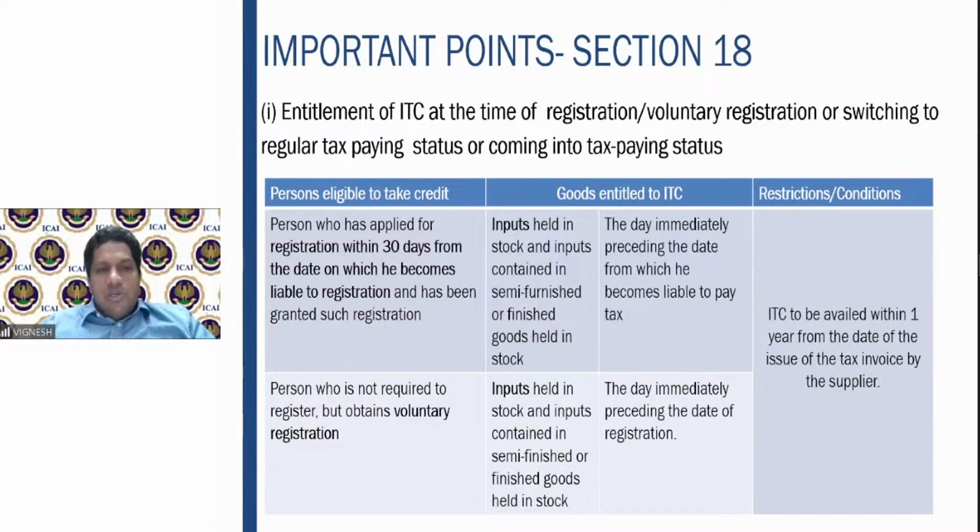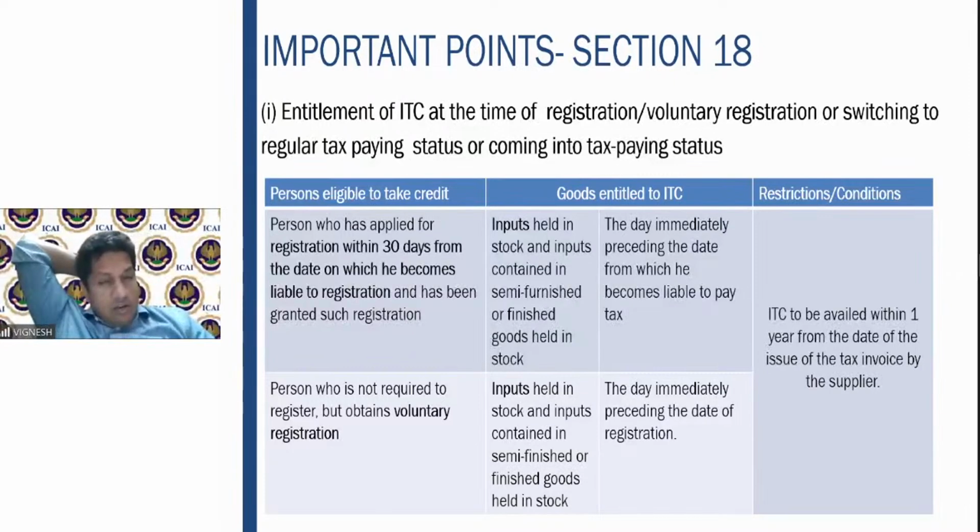There are persons eligible to claim the credit. First one is when he becomes liable for registration, that is, turnover crosses 20 lakhs, he applies for the registration and is granted the registration. In that case, two things are important. On what can you take the credit? You can take credit only on inputs held in stock, and semi-finished or finished goods held in stock. You will not get the credit on capital goods. What is the date which is important? The date immediately preceding the date from which he becomes liable to pay the tax. When does he become liable to pay the tax? When his turnover crosses 20 lakhs. He becomes liable to pay the tax then and there. So that date you have to see. Whatever stock is there before that date, you can take into consideration.